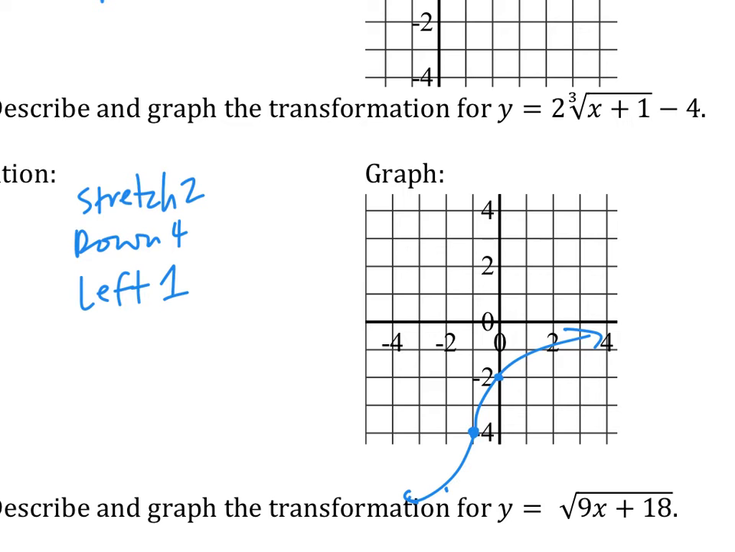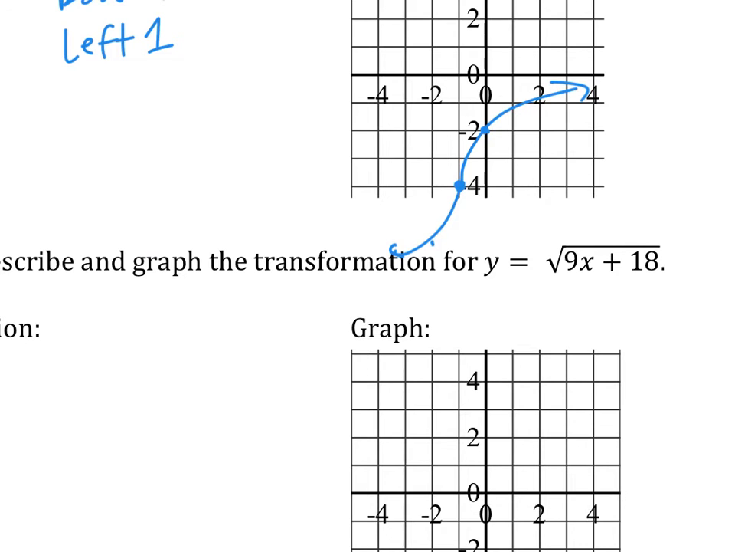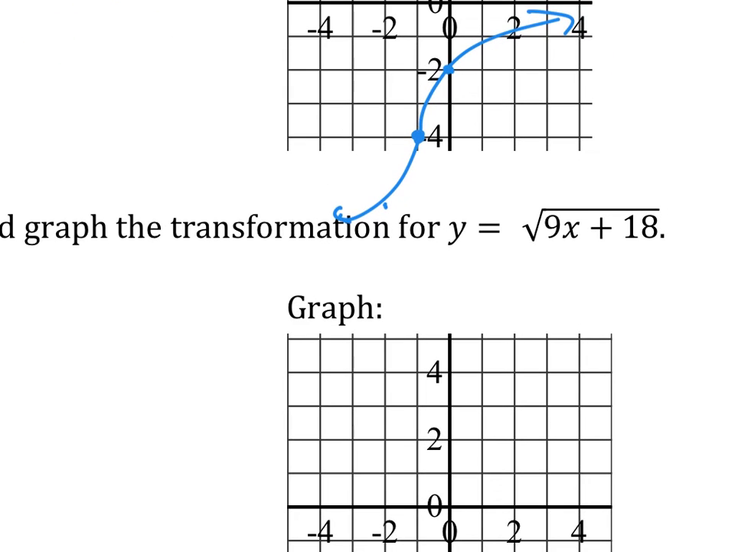All right, we're going to do the hardest one now. This is tricky because if you look at this one here, there is a number next to x. When that happens, you have to do some other stuff. First of all, what is the parent function? Square root x.